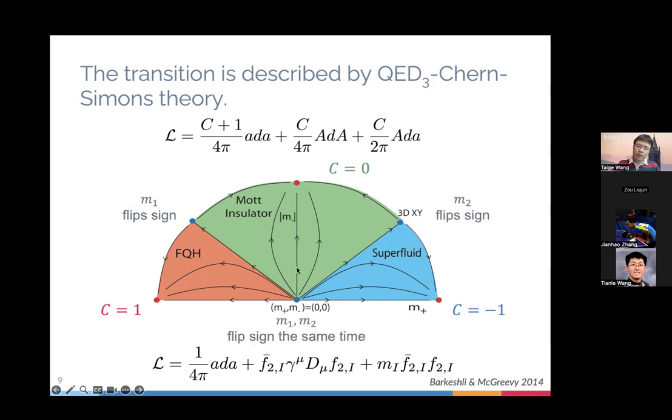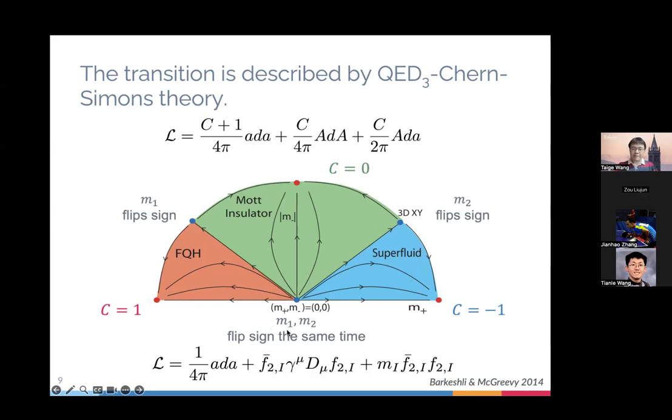Yeah. So the Chern number has to change by 2 from the fractional quantum Hall state to a superfluid, which means you really have to have 2 species of Dirac fermions, because each Dirac fermion, when the mass term flips sign, contributes to the Chern number changing by 1. If you have 2 of them, then if one of them flips sign, it first goes into a Mott insulator, and if the other flips sign, it goes into a superfluid.